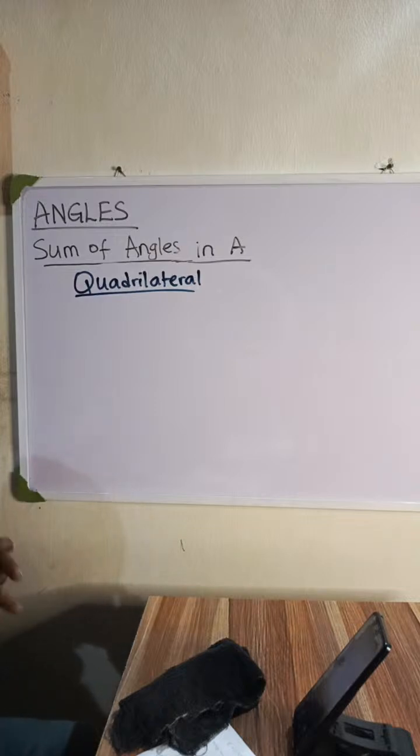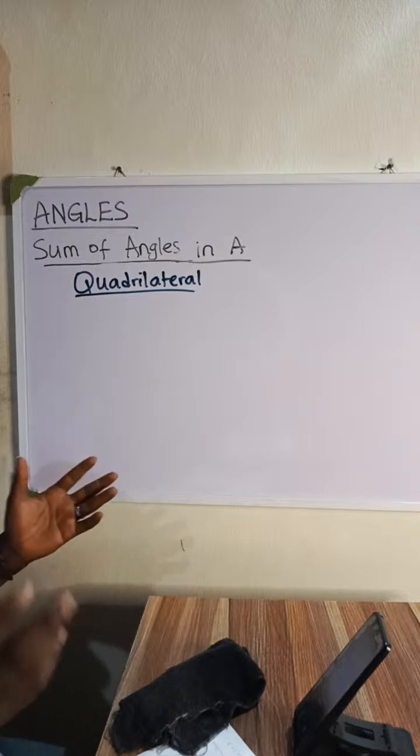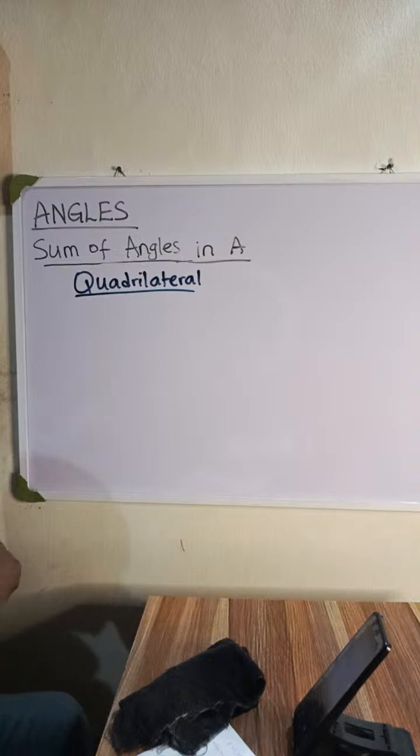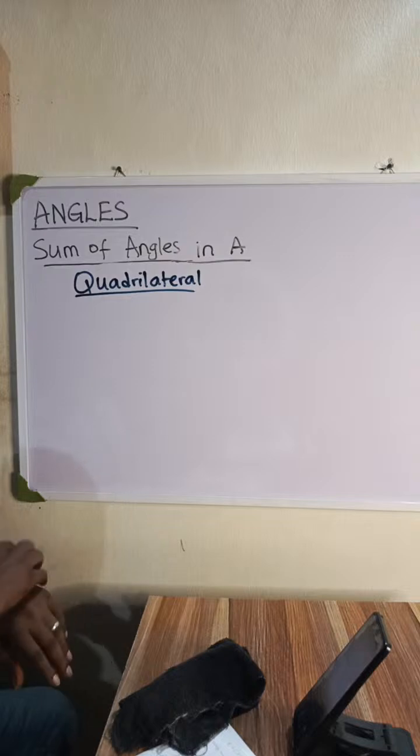Quadrilateral. The question is, what is a quadrilateral? I think it's 40 seconds more. What is a quadrilateral? 15 seconds more. It's a polygon with 4 sides.